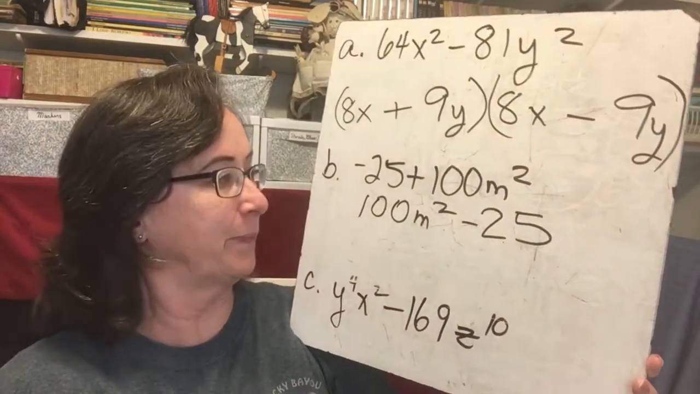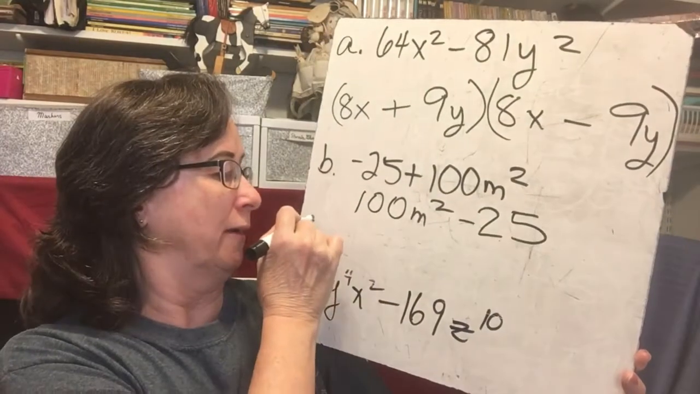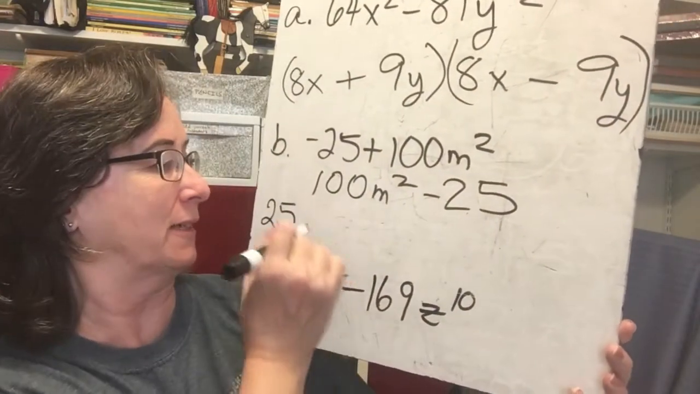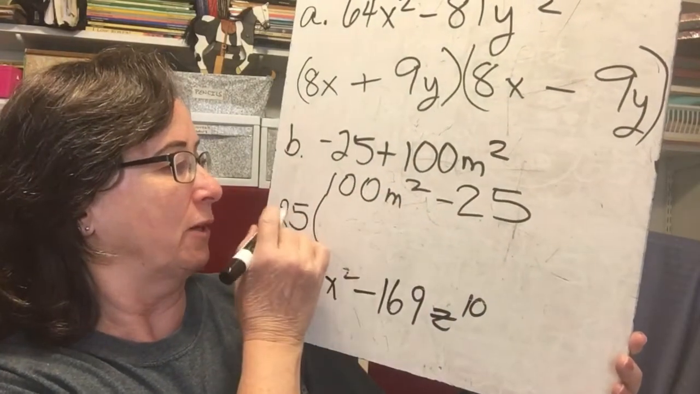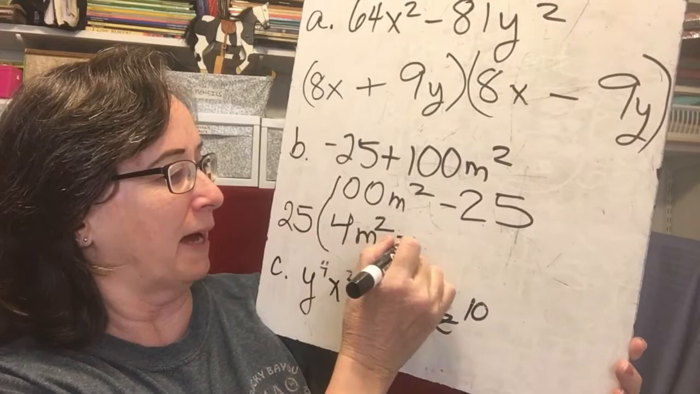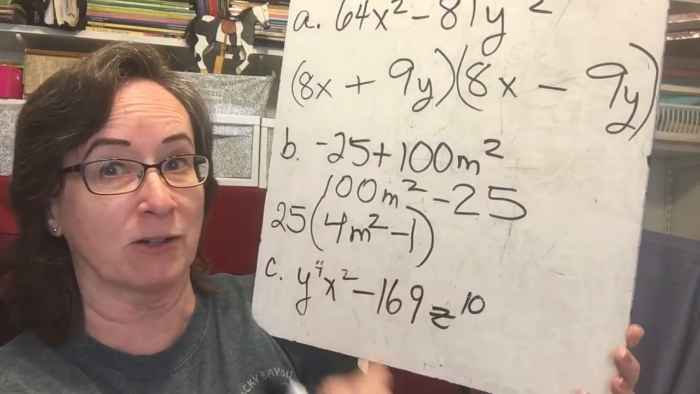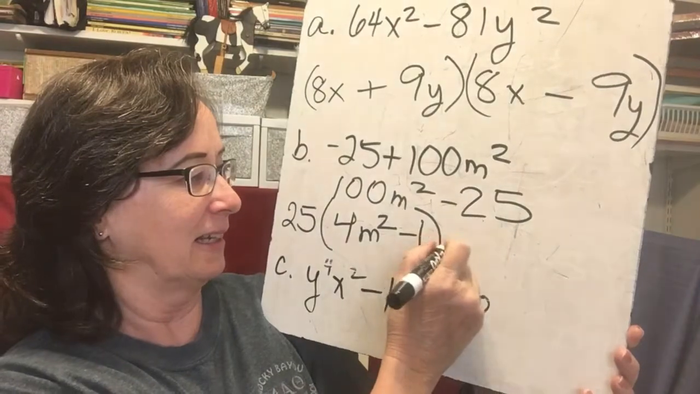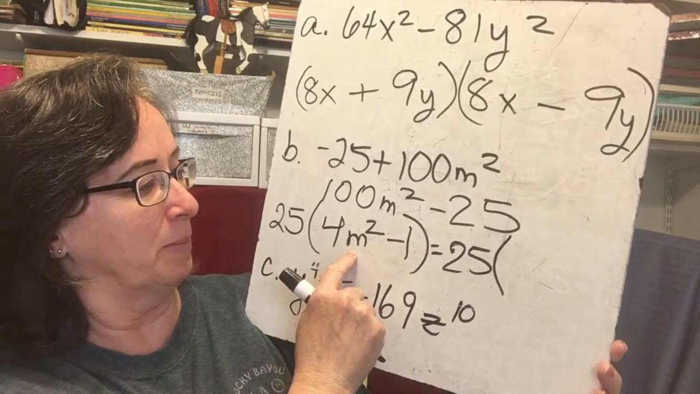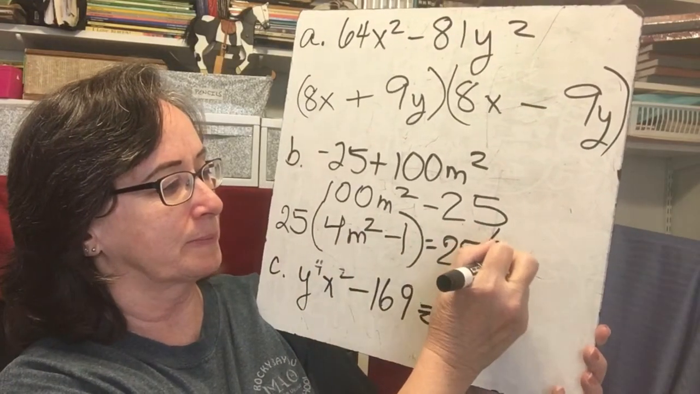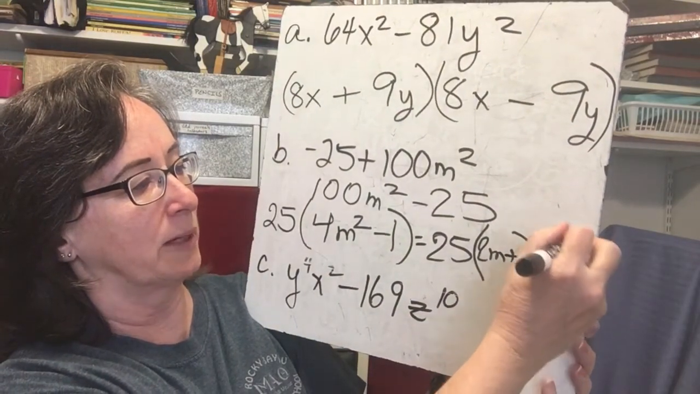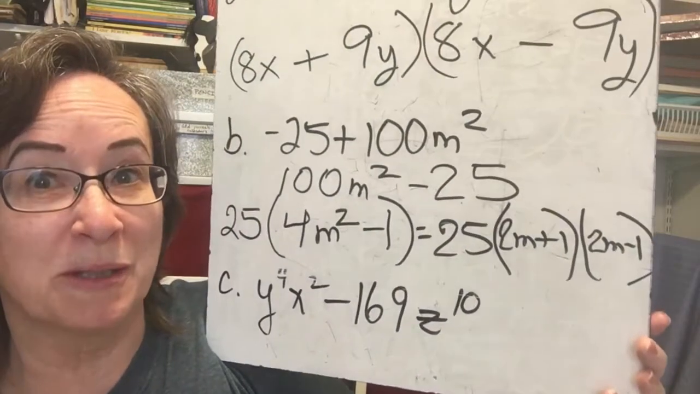Okay, so I'm going to pull out a 25 because it's a common factor, and I should always pull out common factors. 100m squared divided by 25 is 4m squared. And then the 25 gives me a 1. Still both perfect squares, aren't they? So it's going to be 25 times 2m plus 1, 2m minus 1. I almost missed that.